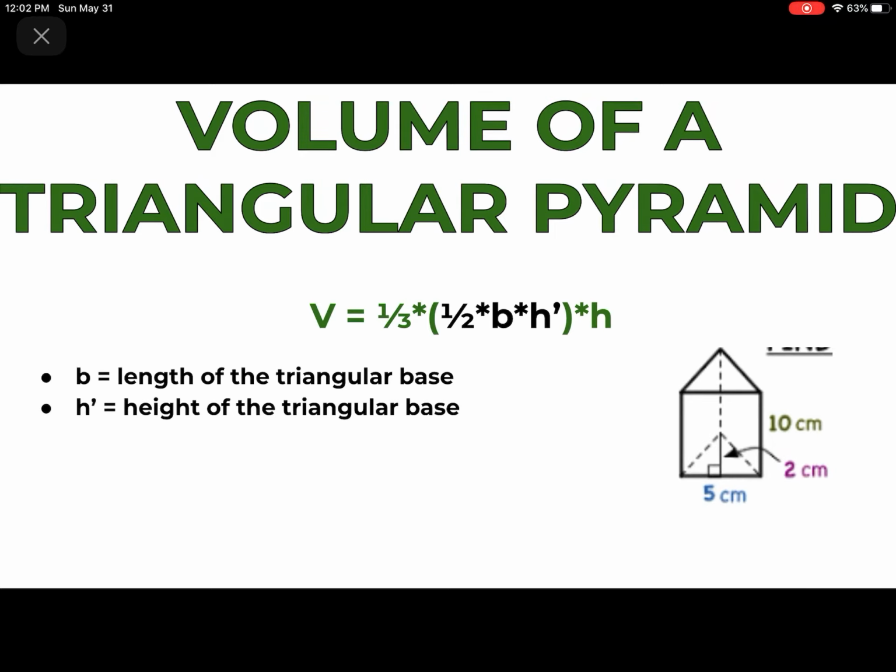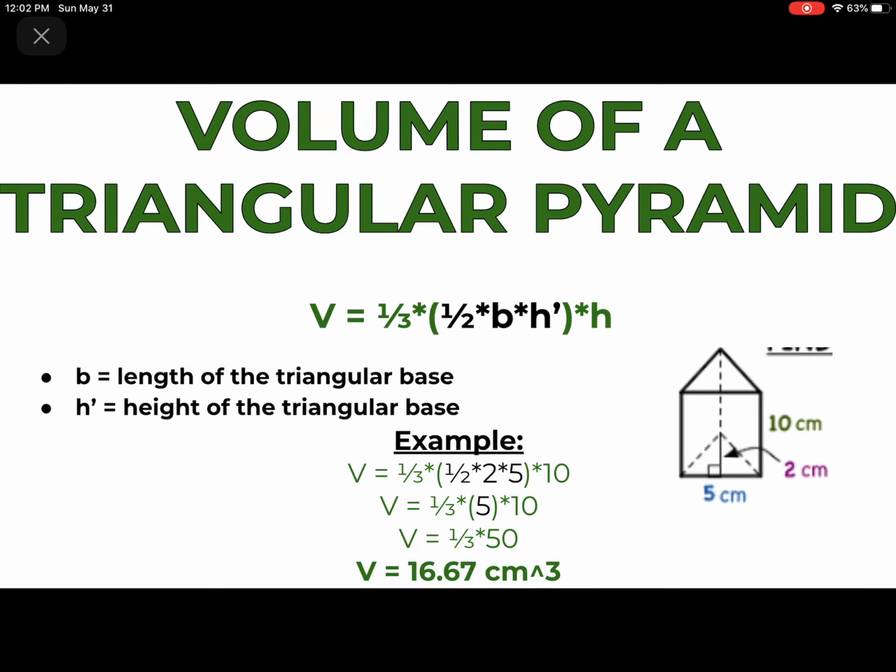So we're going to use this. For this one, our base length is going to be 5, our height prime is 2, and our height is 10. Okay? So volume will equal 1/3 times 1/2 times 2 times 5 times 10. So it'll equal 1/3 times 5 times 10, and volume will equal 1/3 times 50. So volume is going to be 16.67 centimeters cubed.